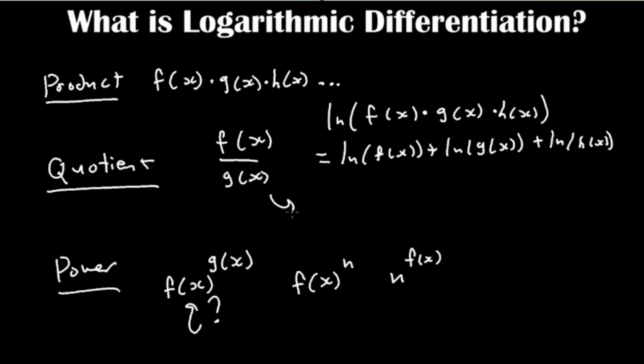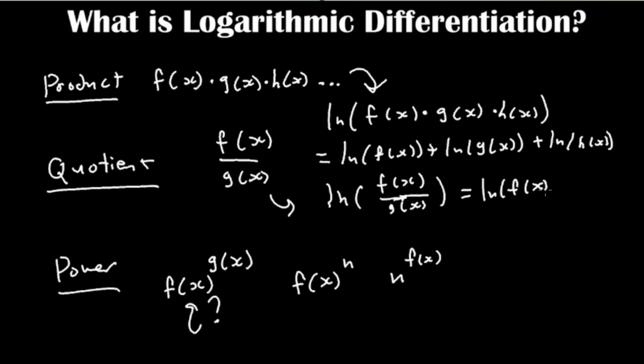For quotients, if you have the natural log of f of x over g of x, that's the same thing as the natural log of f of x minus the natural log of g of x. So logarithms turn division into subtraction.